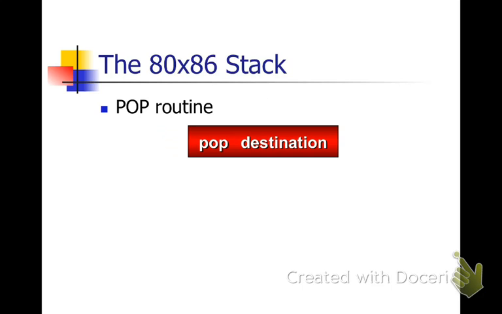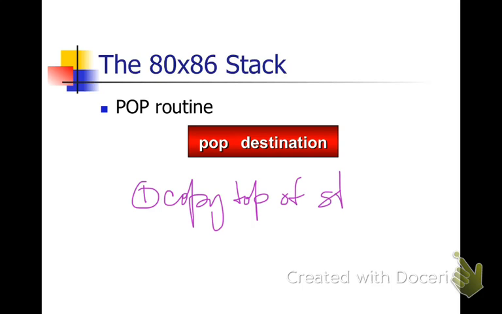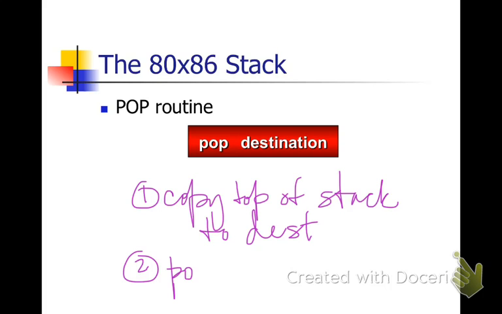Okay? So, what this is going to do is it's going to copy the word or double word that ESP is pointing at, so we'll say the top of the stack, to the destination. And then it will post increment the stack pointer. Okay, so again, it is a complex instruction that does a couple of things at once. So let's look at an example.